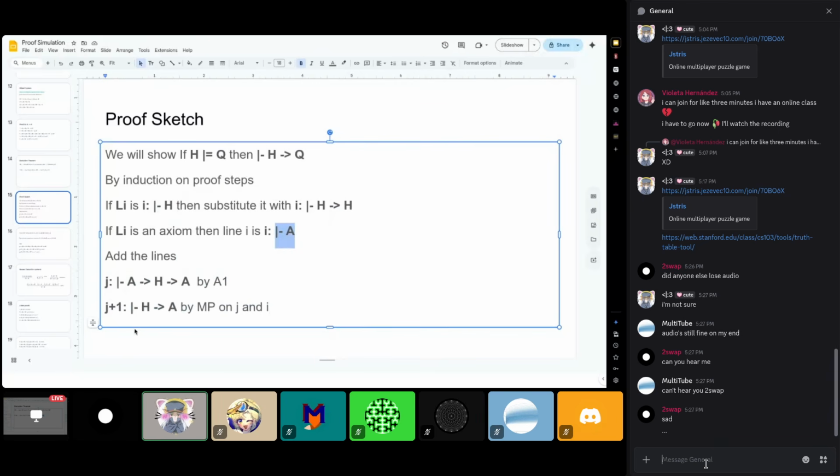And if our goal is to show from can derive A, H implies can derive A, right? So if line i is an axiom, then add the line can derive A implies H implies A, with our first axiom, A1, and then just do modus ponens on this line and the axiom, as we can always prove the axiom. All right, so that's the base case of our inductive proof.